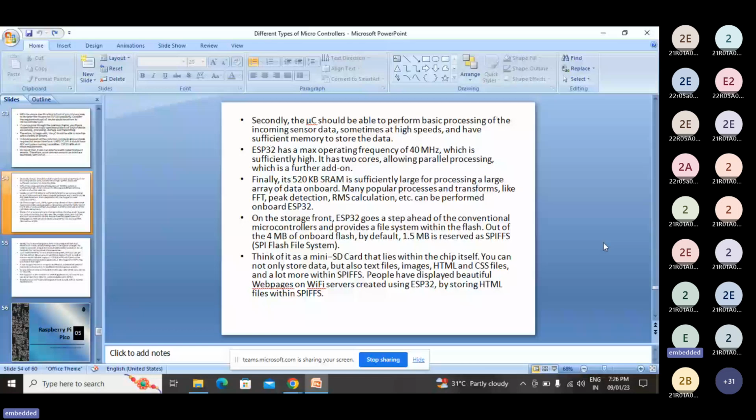On the storage front, ESP32 goes a step ahead of other conventional microcontrollers and provides a file system within the flash. Out of the 4 MB of onboard flash, by default 1.5 MB is reserved as SPIFFS. SPIFFS stands for SPI Flash File System.